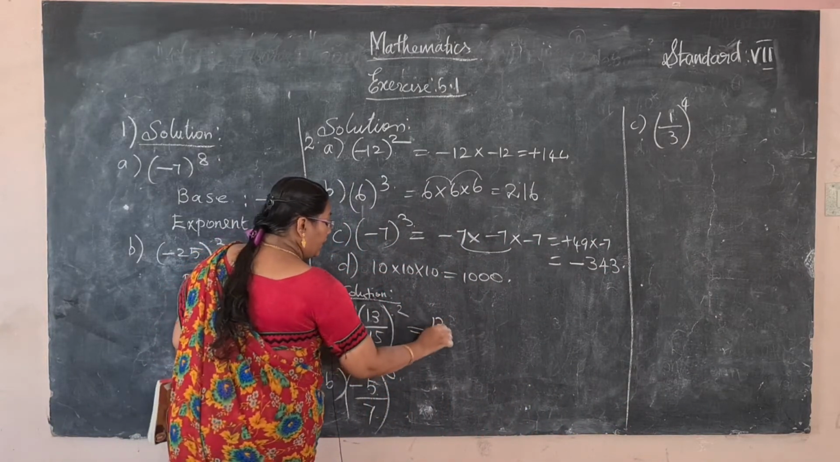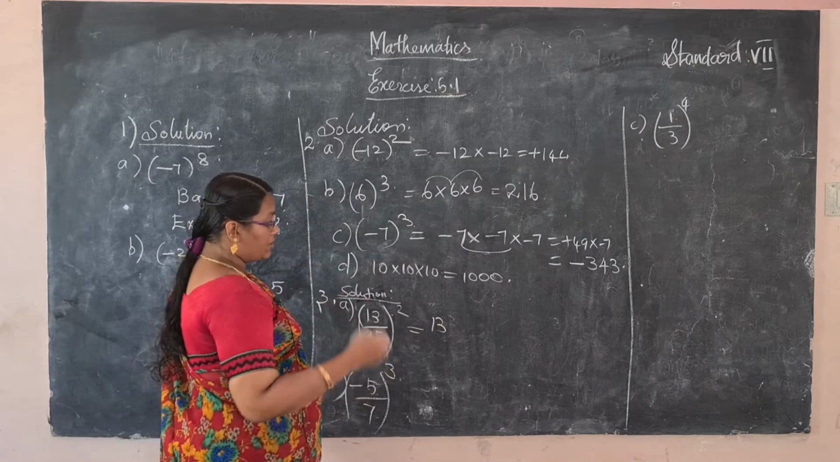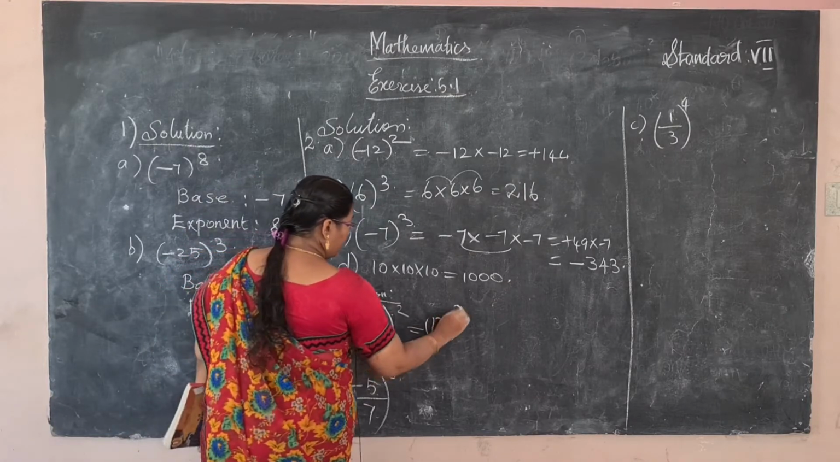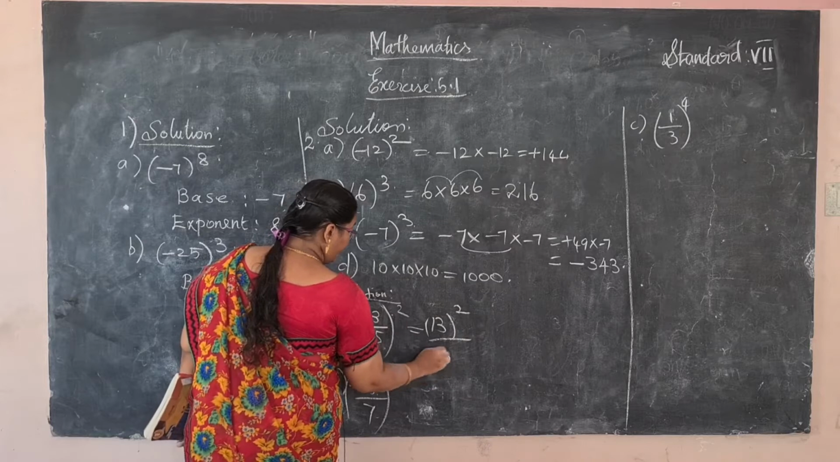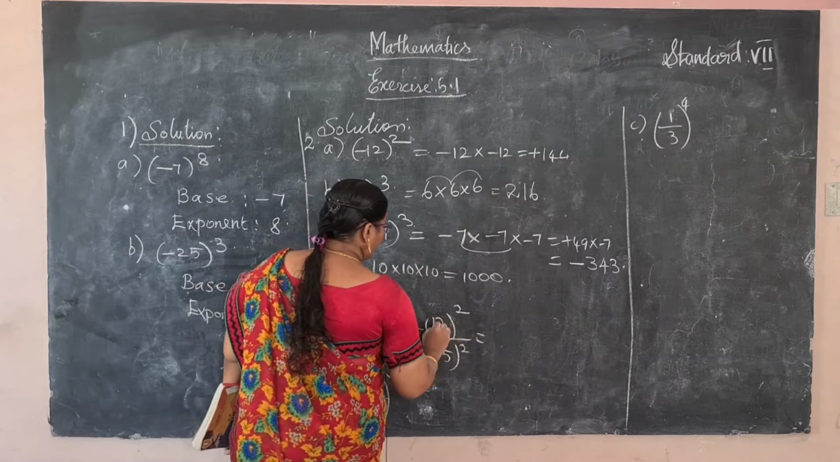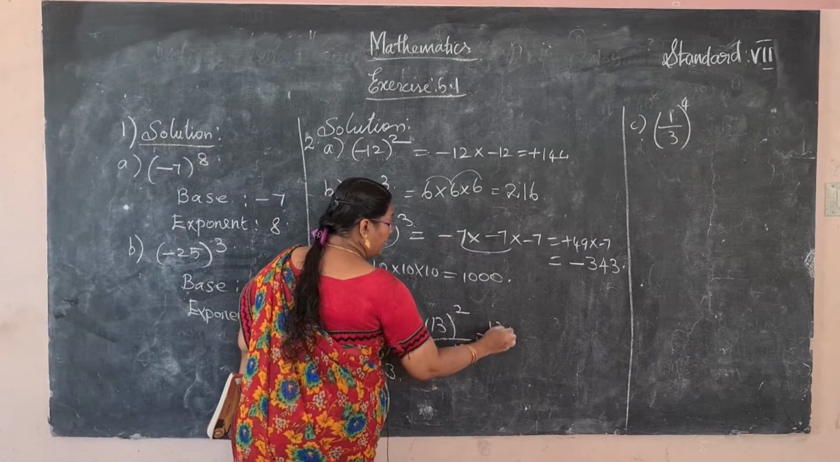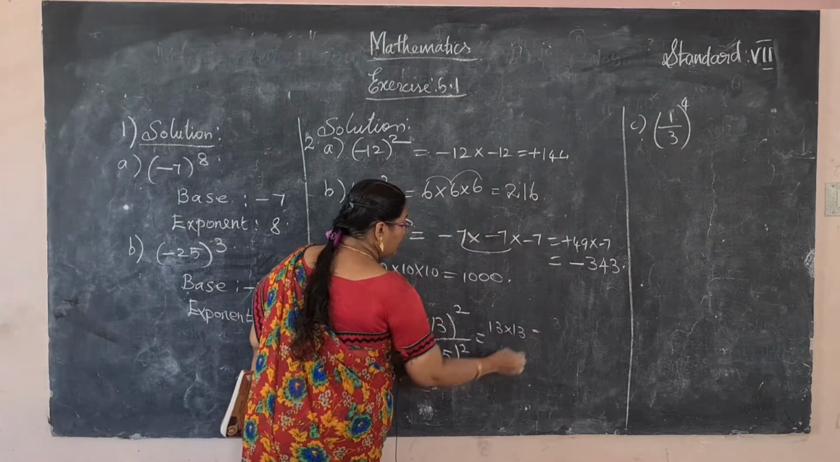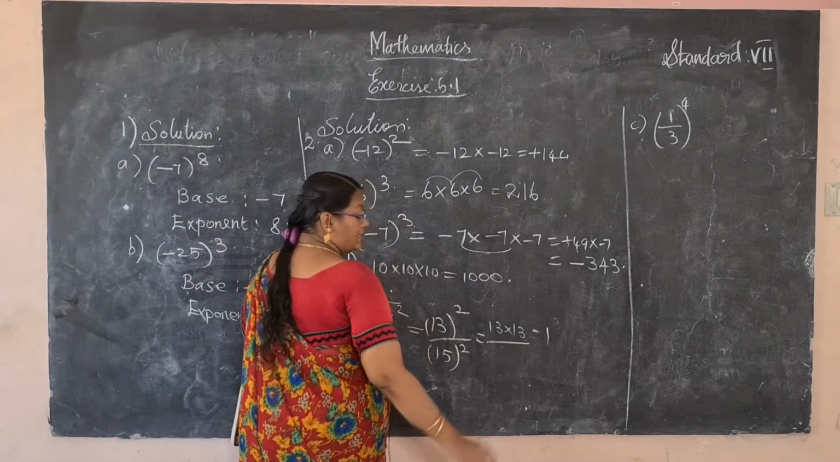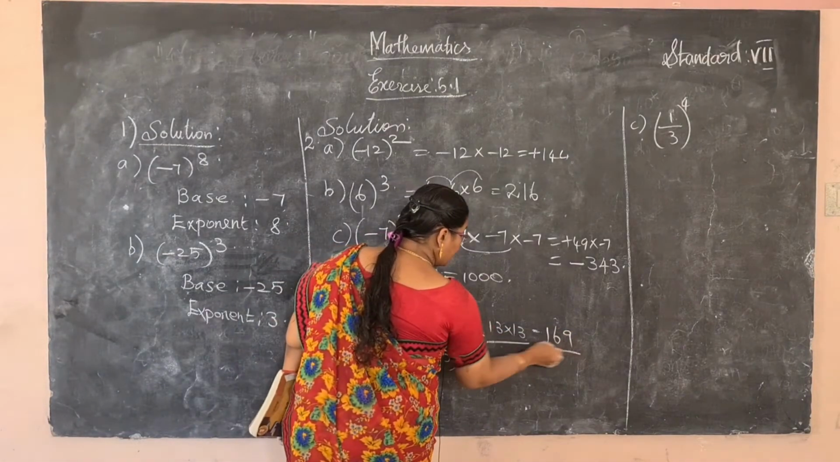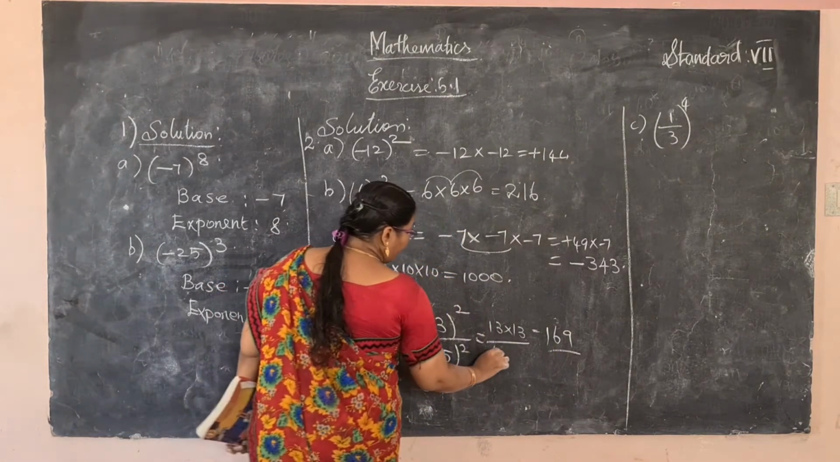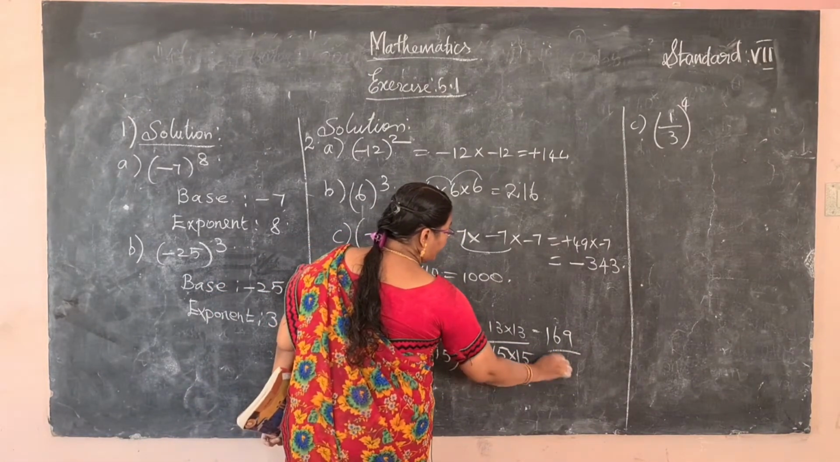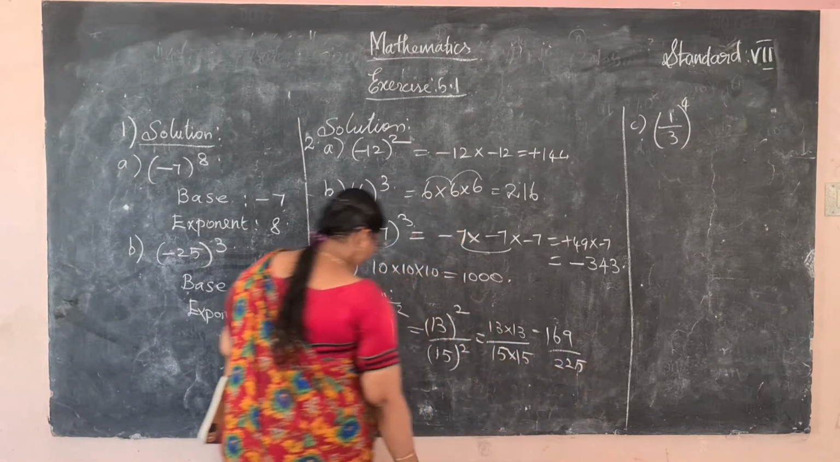So it can be written as the division of the powers, is it? So 13 square over 15 square. 13 square means 13 into 13. So 13 13s are 169. That is the numerator value. Here the denominator is 15 into 15. 15 15s are 225.